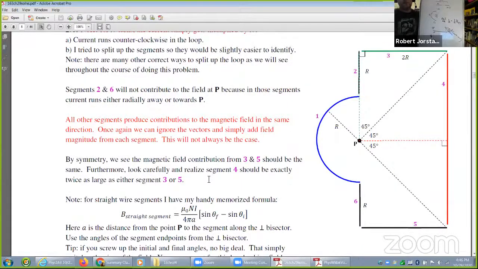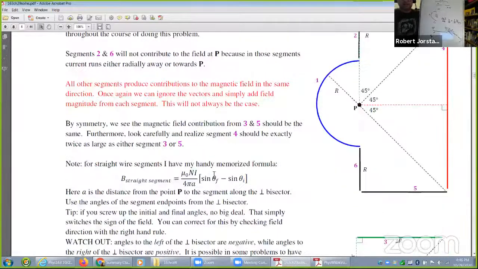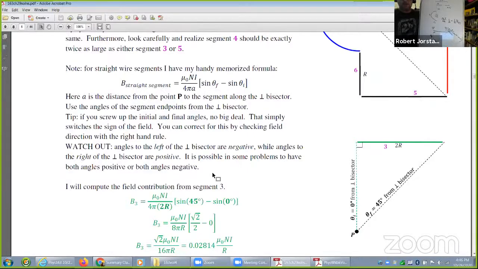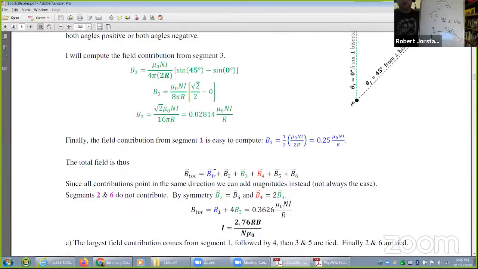Okay, so it looks pretty much like all the stuff I said. You guys got that right. So there we go. By symmetry, you can see I used that symmetry argument right there. I guess I'll say this. Notice in this case, I used a decimal number with mu naught n I over the radius.